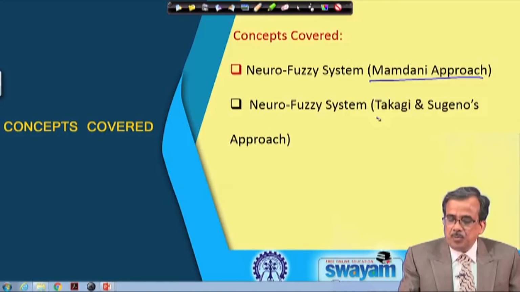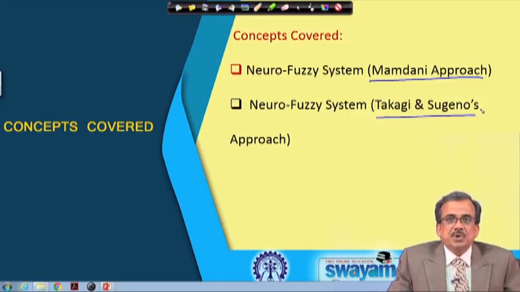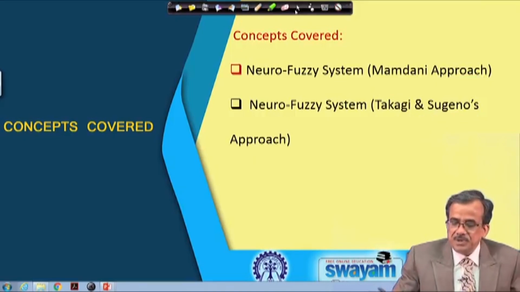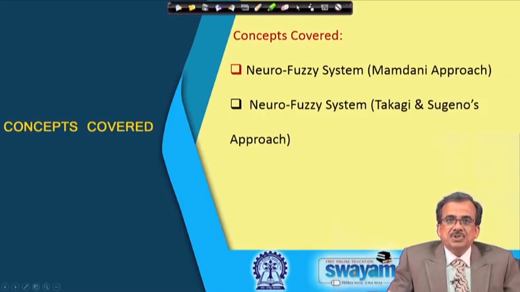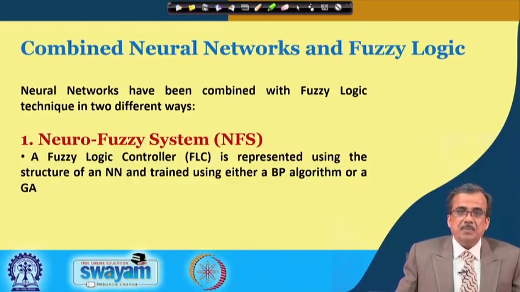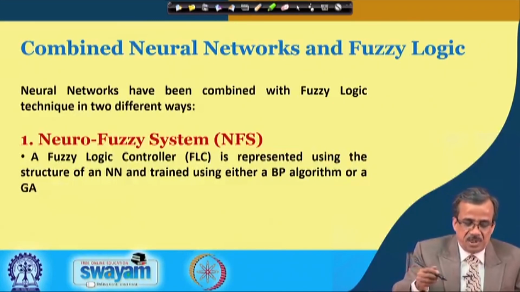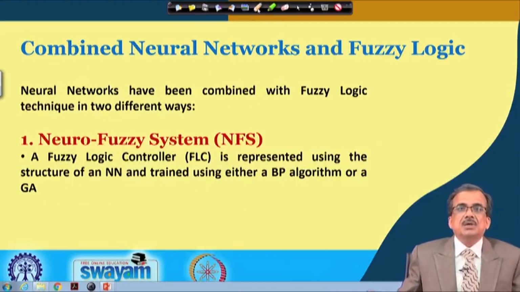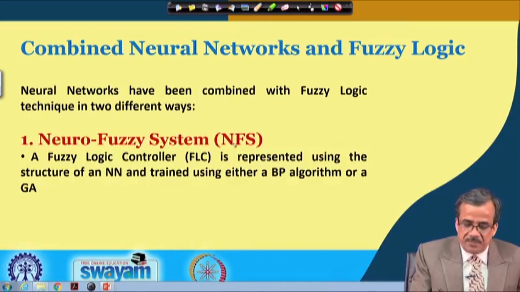Both the Mamdani approach and the Takagi and Sugeno's approach we have discussed in detail, and we have solved some numerical examples. Now, let us see how to develop the neuro-fuzzy system for the Mamdani approach and the Takagi and Sugeno's approach. Let us concentrate on this combined neural network and fuzzy logic. As I told, in short this neuro-fuzzy system is known as NFS.